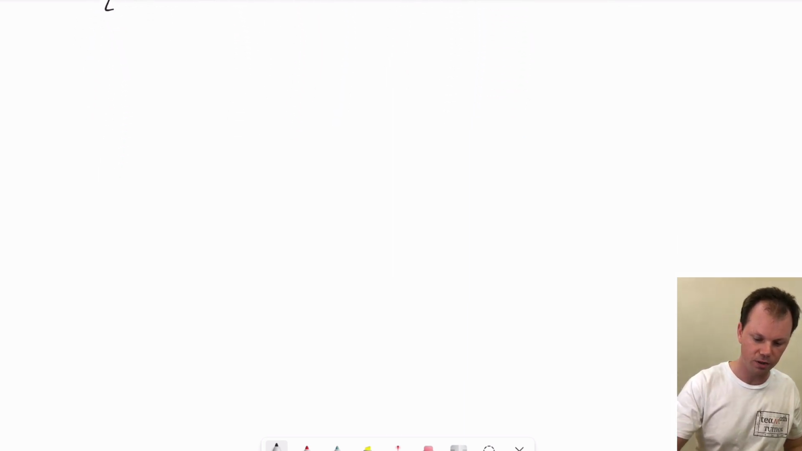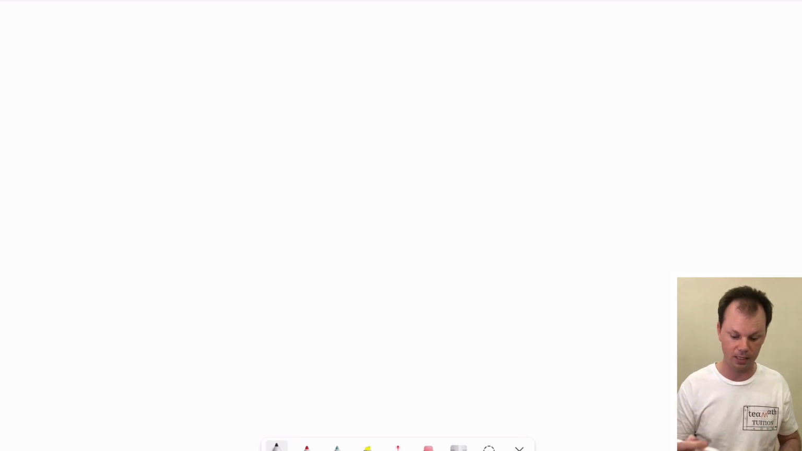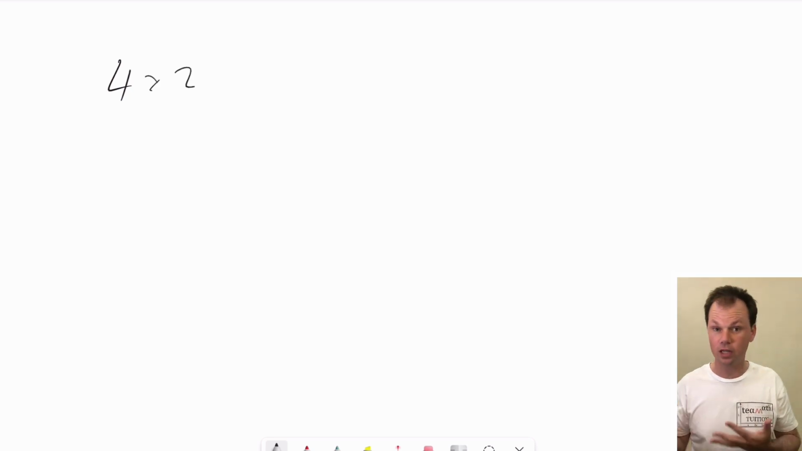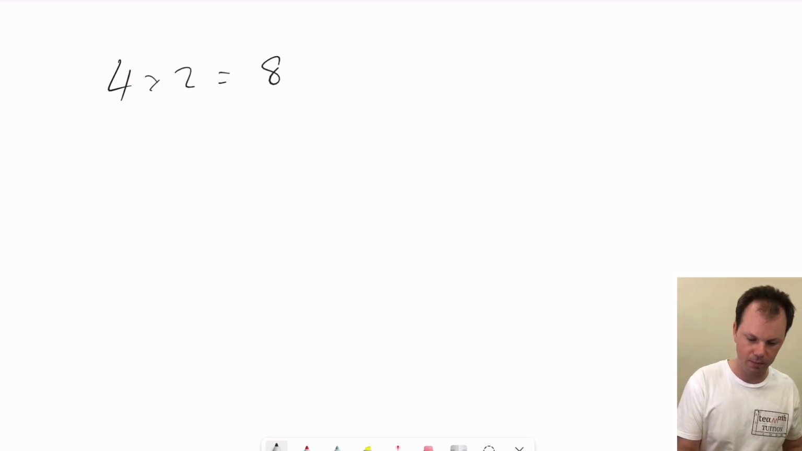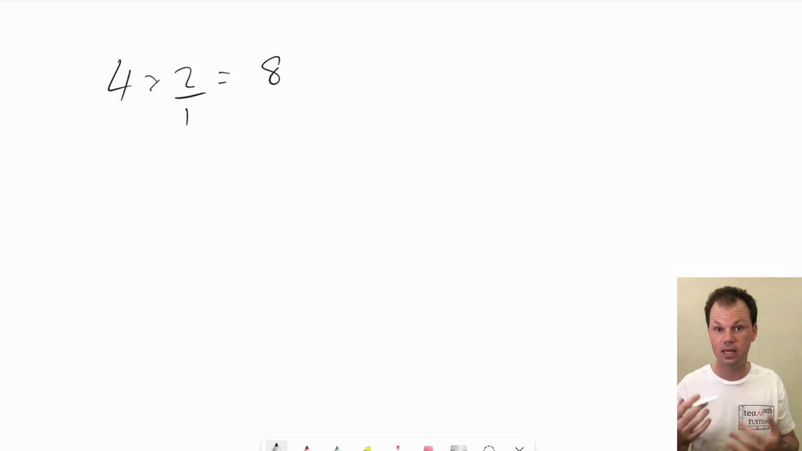Now let's transfer this to our multiplication and then our division problems, because that's going to help us here. So if I had the problem 4 times by 2, 4 times 2 is 8. Okay? I could rewrite that in a slightly different way. I could write 2 divided by 1. That's still 2, because how many times does 1 go into 2? It goes in 2 times.